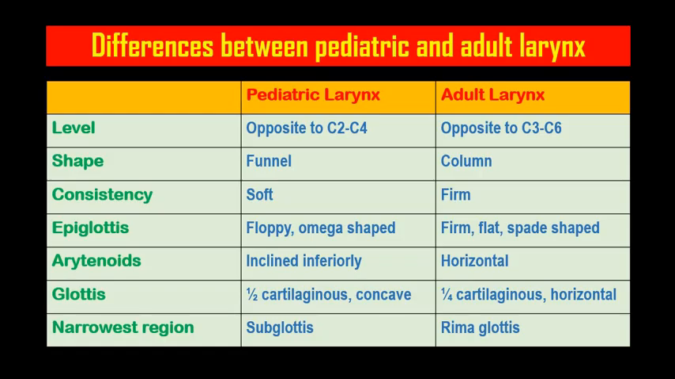The glottis in children is half cartilaginous and it is concave, whereas in adults it is one-fourth cartilaginous and it is horizontal. As already told, the narrowest region in the pediatric larynx is the subglottis, whereas in adults it is the rima glottidis. So children sometimes may have subglottic stenosis as a part of a congenital condition, and when there is inflammation, the subglottis may be edematous and children may have biphasic to expiratory stridor.